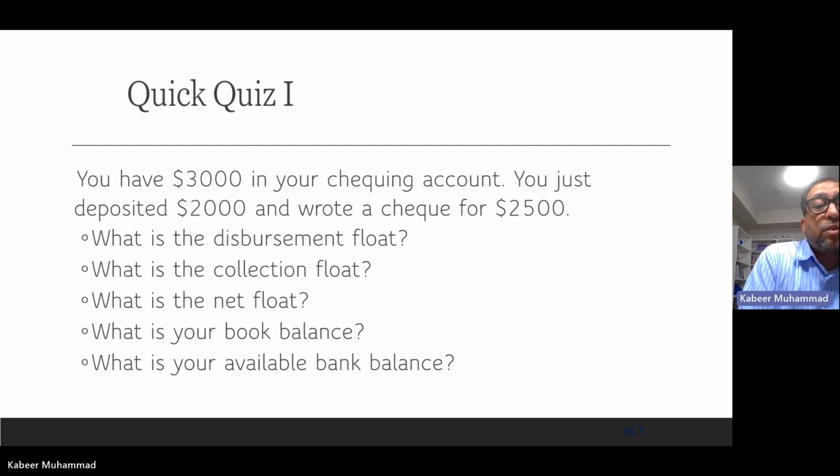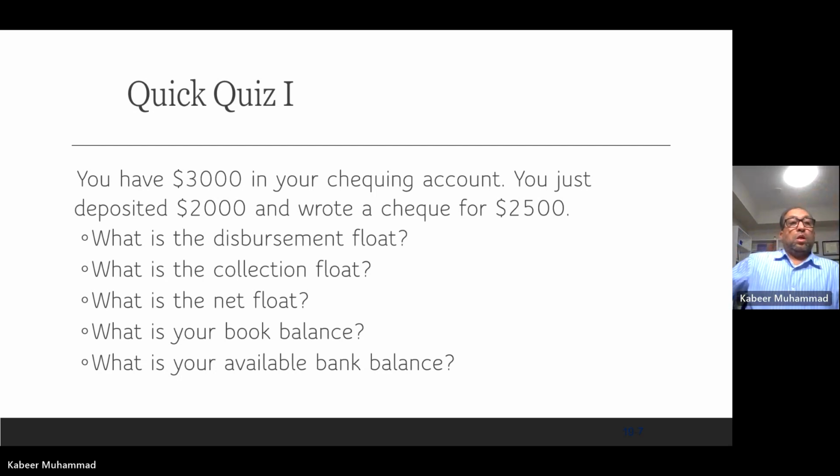So our book balance is 3,000 plus 2,000 minus 2,500. So it's going to be 2,500. That is our book balance. And what is your available bank balance? Available bank balance is still 3,000. It's not affected because it's still in float, the collection and the.